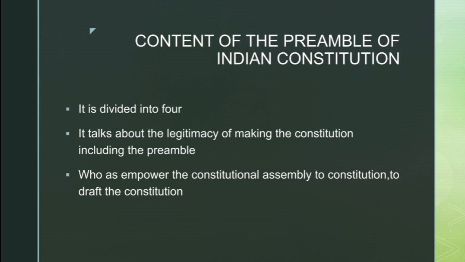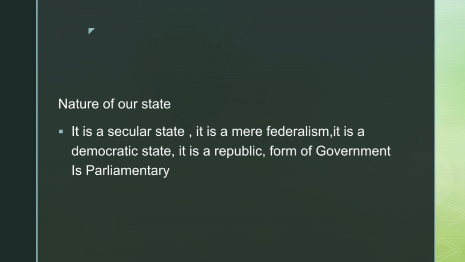So we have spoken about the authority of making the Constitution. Who has conferred the authority? The people of India. We, the people, have conferred this power to make the Constitution on the Constituent Assembly. That's very important. Next, what is this Constitution talking about? What sort of government did you want to establish?